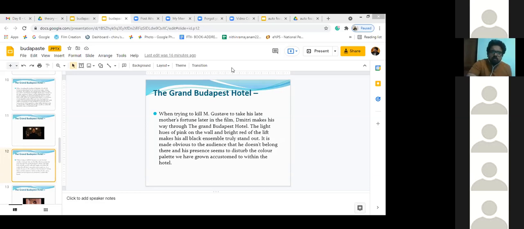Because Mr. Gustav was the only person who brought colors into his life, and at the very moment when he died, all the colors from his life went off. So to depict that emotion, the cinematographer used black and white rather than color film.